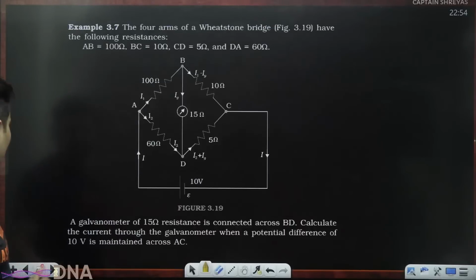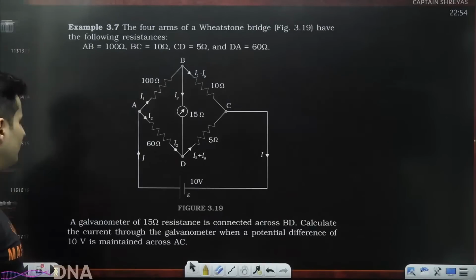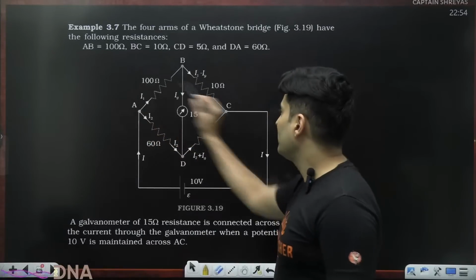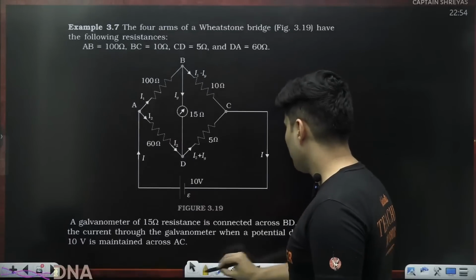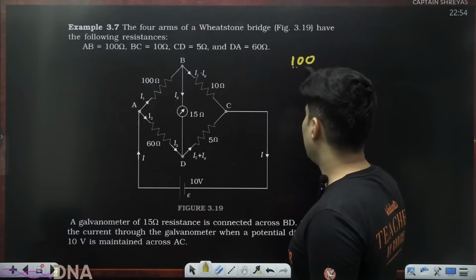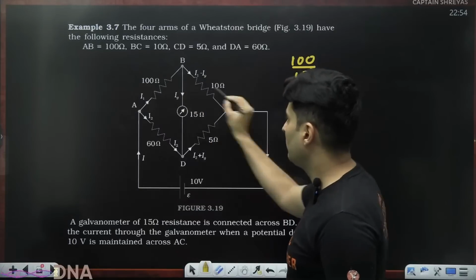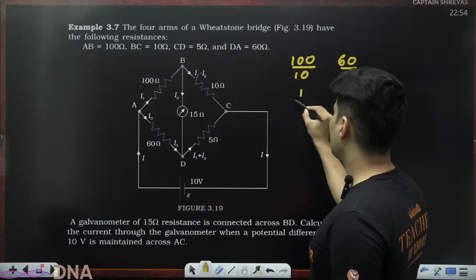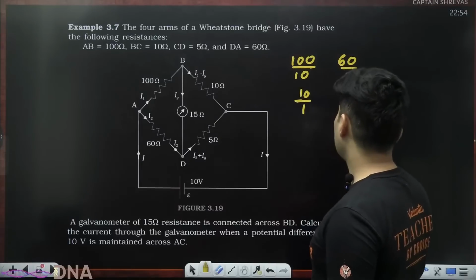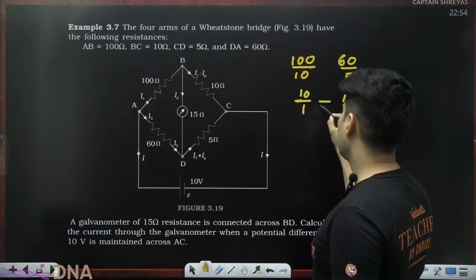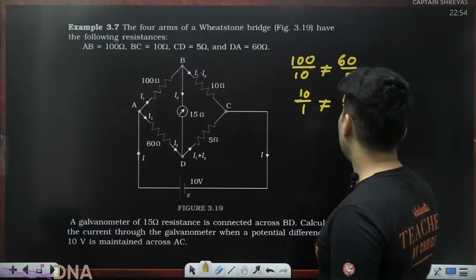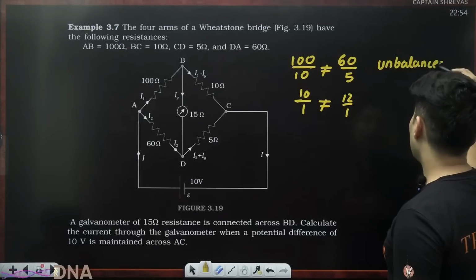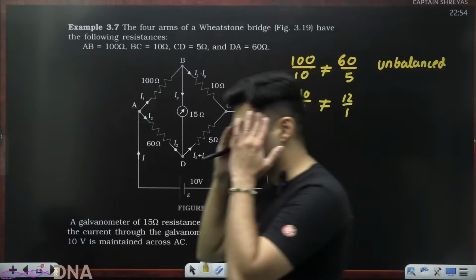Now, you might be wondering, sir, why did they do this? Isn't this balanced? Shouldn't the answer be 0? Just check it out. What is the ratio? This is 100 divided by 10, R1 by R2. This is 60 divided by 5. This is basically 10:1, this is basically 12:1. So they are not equal, hence it is an unbalanced circuit. Oh my God, you'll be like, sir, unbalanced, what to do now?